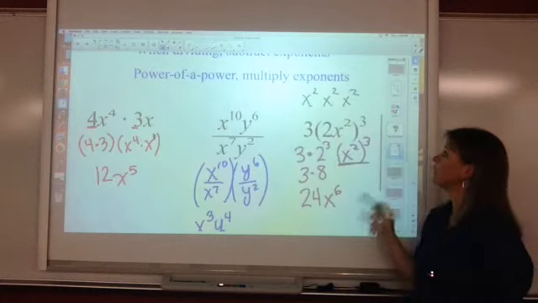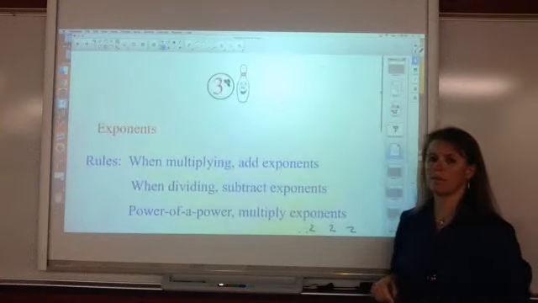exponents. That concludes frame 3. Try it.